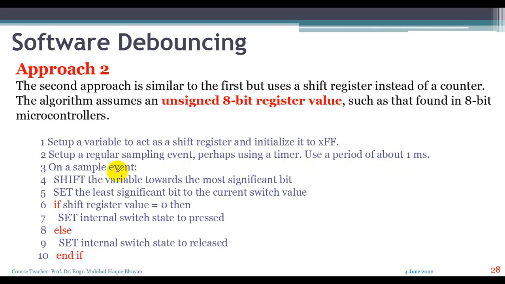On the sample event, shift the variable toward the most significant bit. Set the least significant bit to the current switch value. If the shift register value is 0, set internal switch state to pressed. That means the shift register is actually acting as a counter. You're shifting the bits one by one, and after you shift all the bits, if you get a fixed value on the shift register, that is a stable value. Either it can be 0 or it can be 1. So that's the shift register technique.